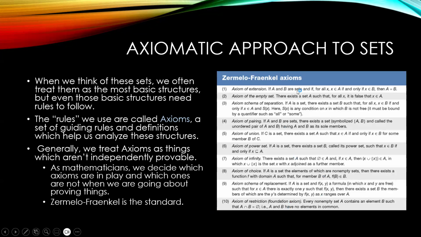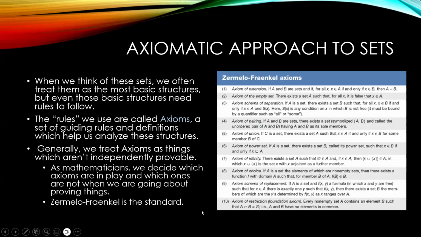If A and B are sets, and if, for all x, x is an element of A if and only if x is an element of B, then A is equal to B. And so this is a way of determining if something is equal, or stating what it means to be equal. We have similar axioms describing a number of different things.